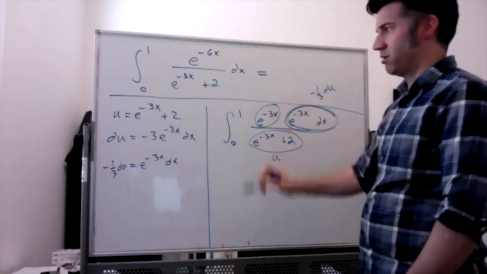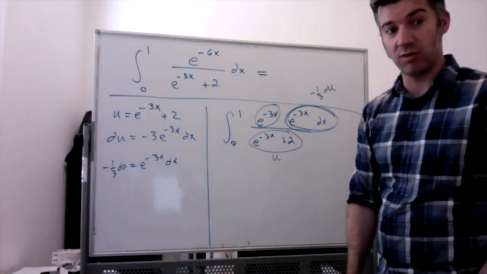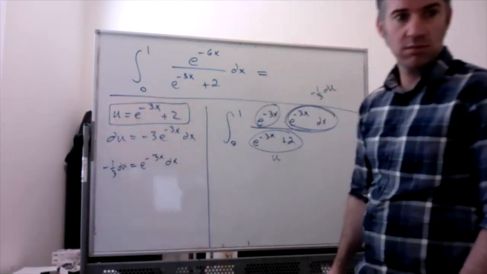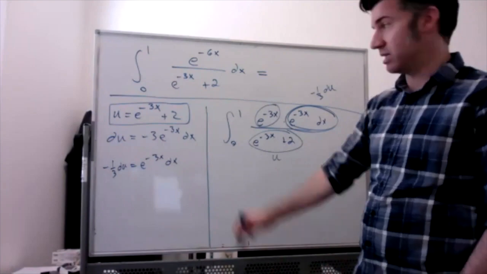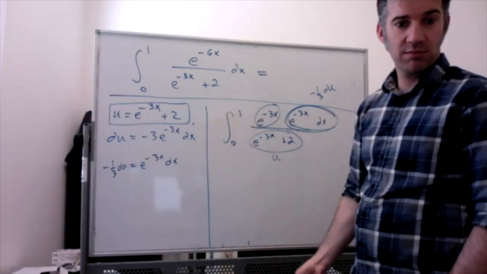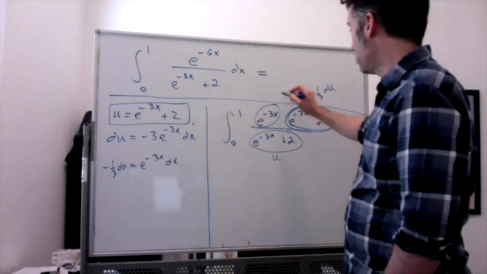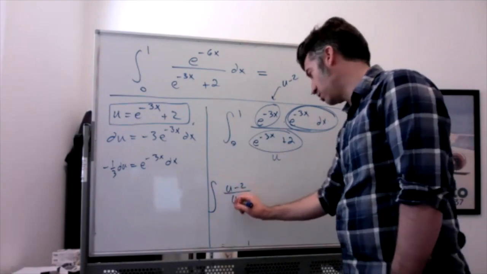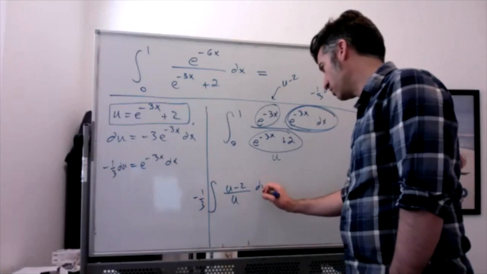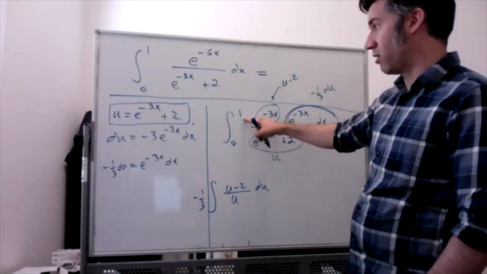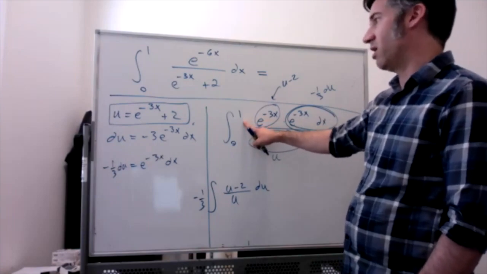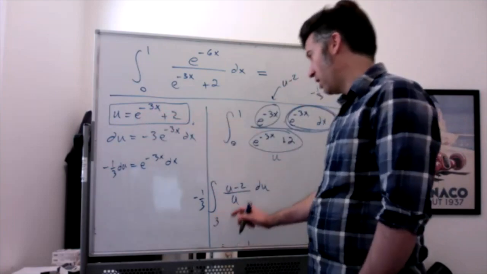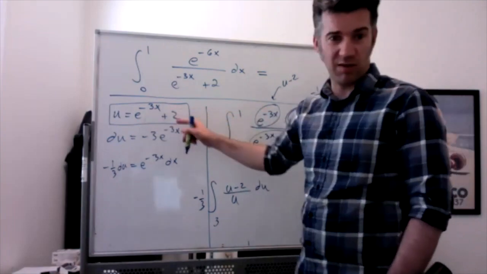What about this garbage here? Any guesses as to what that might be in terms of u? How could I get e to the negative 3x just by itself? Right, u minus 2. So this is going to be the integral of u minus 2 divided by u times a negative 1/3 du. From not 0 to 1 anymore, these are terrible in this integration. But if x is 0, u is going to be e to the 0 plus 2, which is just 1 plus 2. And if x is 1, u is going to be e to the negative 3 plus 2, which is terrible.